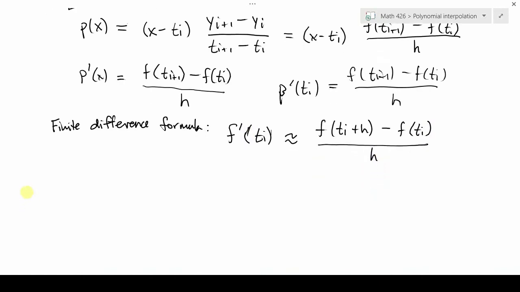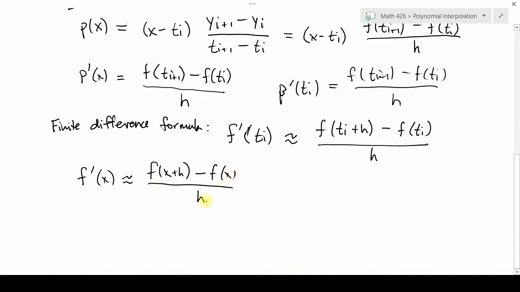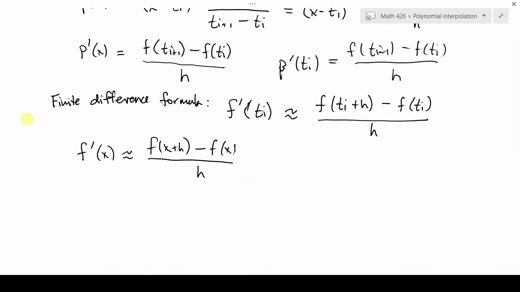All right, and then we can make the observation that this formula actually exists independently of all those nodes, right? I'm only referring to the point t sub i, so t sub i could be anything. It could just be x. So usually you'll see these written more like f prime of x is approximated by f of x plus h minus f of x over h. And when you write it that way, you realize, oh yeah, that's just how we started out defining the derivative, right? The slope of the secant line.